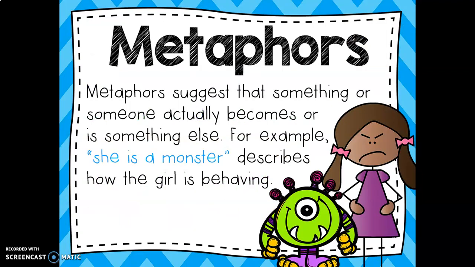Now, we've talked about similes, so what is a metaphor? A metaphor suggests that something or someone actually becomes or is something else. For example, she is a monster describes how the girl is behaving. So where a simile uses like or as, metaphors make it seem like something actually becomes something else. So instead of saying she is like a monster, a metaphor would say she is a monster. And that's describing her behavior.